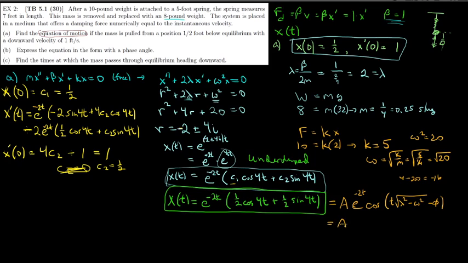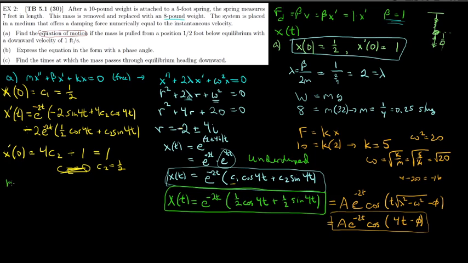All right, so this is going to be A e to the negative 2t times the cosine of 4t minus phi. Right? So this is the form we want. Now we just have to find phi. And we can also find A, of course. Again, A is not really an amplitude here, it's the damped amplitude. So let's do that quickly, even though they don't ask for that.